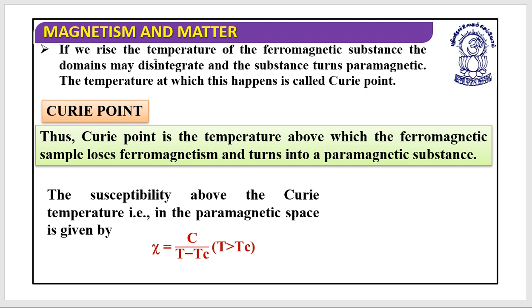If we raise the temperature of the ferromagnetic substance, the domains may disintegrate and the substance turns paramagnetic. So this is the temperature at which this happens. This is called the Curie point. So the Curie point is the temperature above which a ferromagnetic sample loses ferromagnetism and turns into a paramagnetic substance.